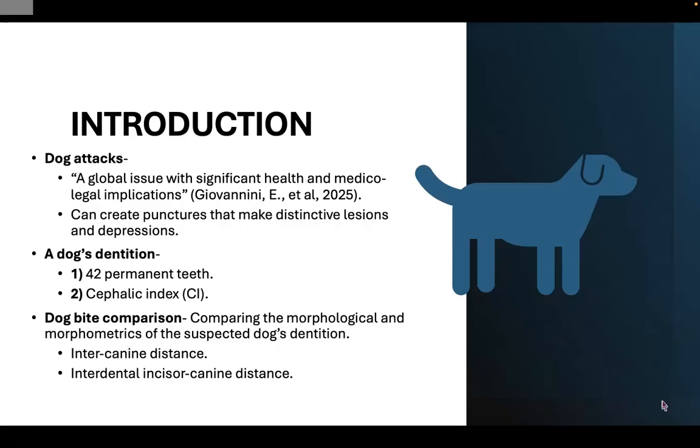For dog bite comparisons, this is comparing the morphological and morphometrics of the suspected dog's dentition and its depression on the skin. It's a very intricate process influenced by many factors and consists of two main parameters. The primary parameter is the inner canine distance. This is the space between the two canine teeth and is influenced by skull size and breed. The second is the inner dental incisor to canine distance, and that is the space between the cusps of the canines and their adjacent incisors.